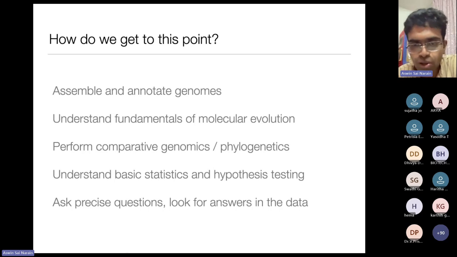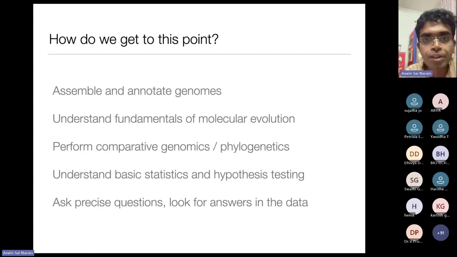How do I identify orthologs, paralogs? How do I make a phylogenetic tree for a set of organisms that I'm interested in? And once this is established, and I have some basic statistics and hypothesis testing skills in the head, then comes the hardest part, which is to ask interesting questions of these data, and look for answers in the data. And I will not really talk about the methods that are used for all of this, because that's not something I can really do justice to in a short period of time. So on that note, I will stop, and I'll be happy to take questions.